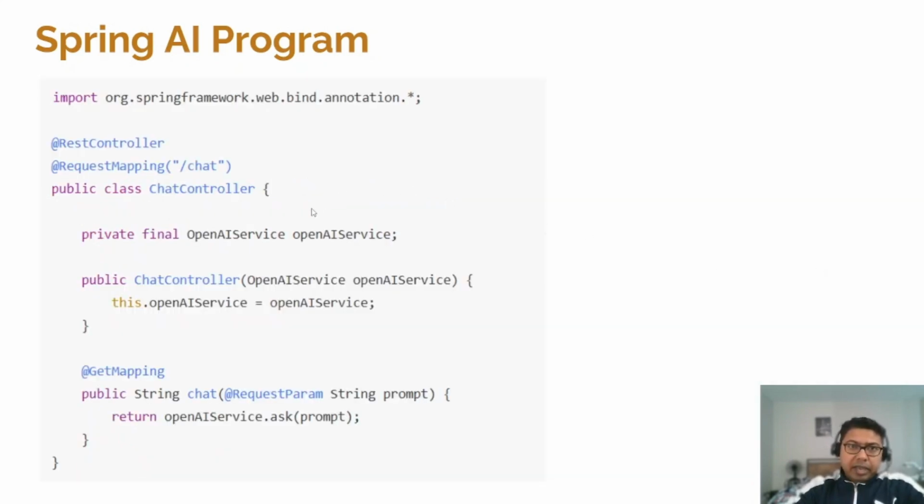So how can we call that method? This is a REST controller in Spring, where we have used the service we just saw in the previous slide. Then we are calling this chat method. This chat method is calling service.ask, and we are passing the prompt, and then it returns the response back here.